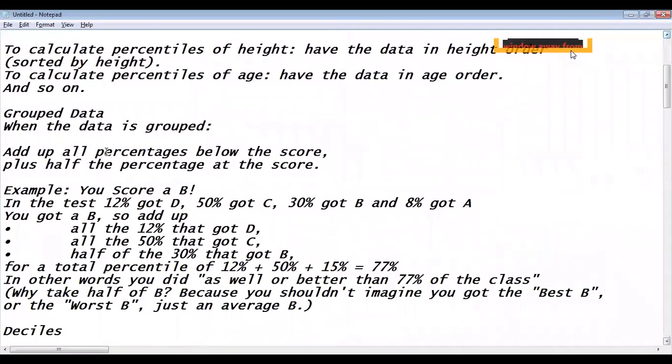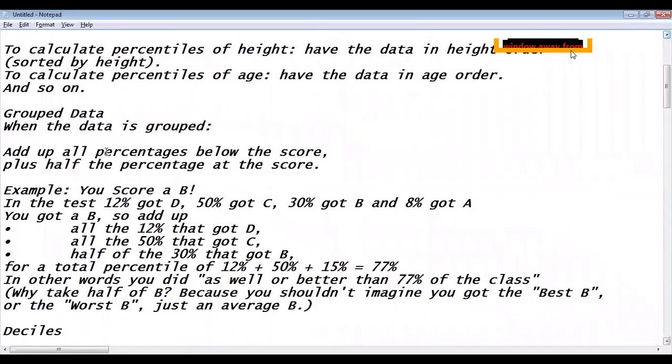So what does it mean? For example, there are 4 scores: A, B, C, D, and you have scored a B. So you are better than C and D, correct? You have scored a B, and out of 100%, 12% have got D grade, 50% have got C grade, 30% have got B grade, and 8% have got A grade.